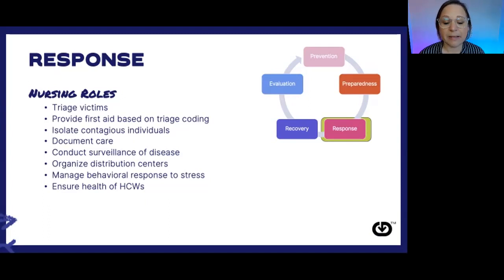People are going to be managing behavioral response to stress. We have to take care of ourselves and our colleagues during these stressful disasters. It can be easy to feel overwhelmed and insufficient. And so managing those stressors is an important step of the response, and ensuring the health of healthcare workers. So we have to take care of the people who are taking care of the people to make sure that we have first responders who are able to continue to show up for a natural disaster or for any kind of disaster.